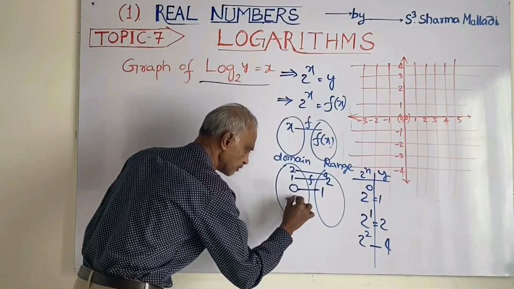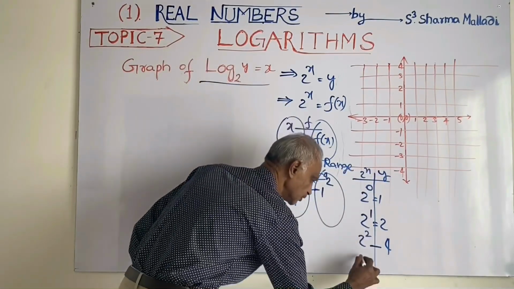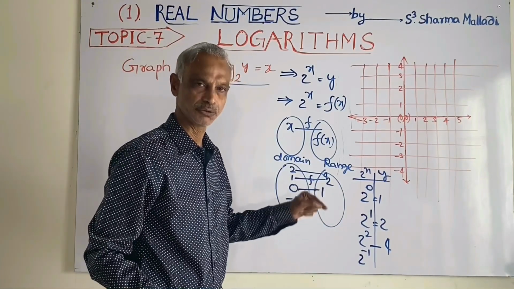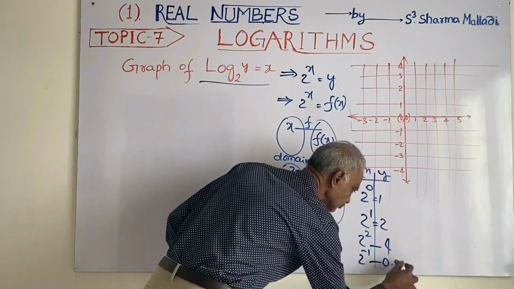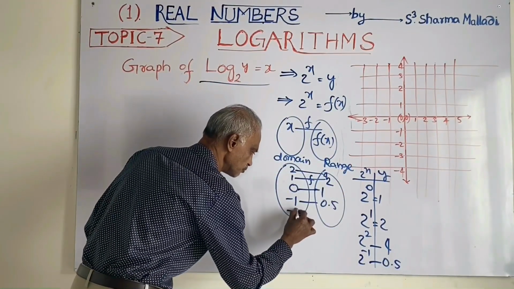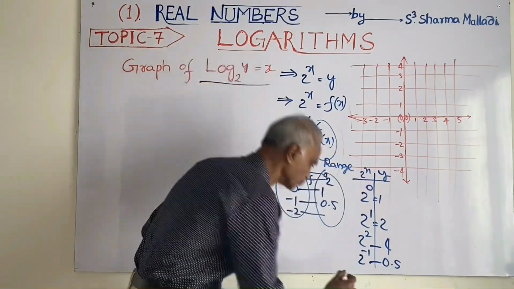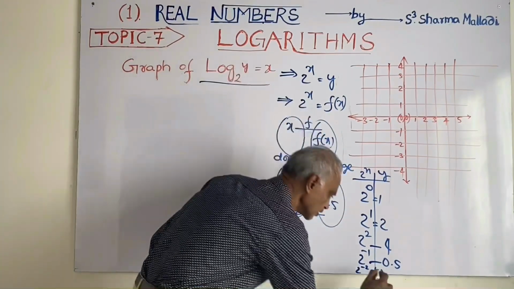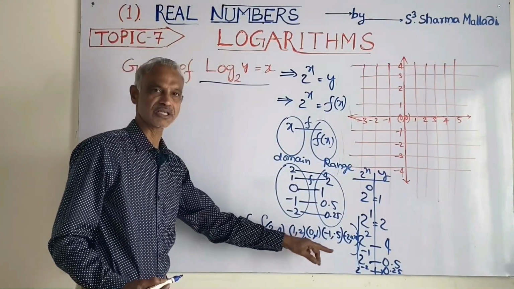Now you substitute minus 1 instead of x. You are getting 2 to the power of minus 1, which means 1 by 2, which is 0.5. Next, you substitute minus 2 instead of x: 2 to the power of minus 2. You are getting 1 by 4, which means 0.25.